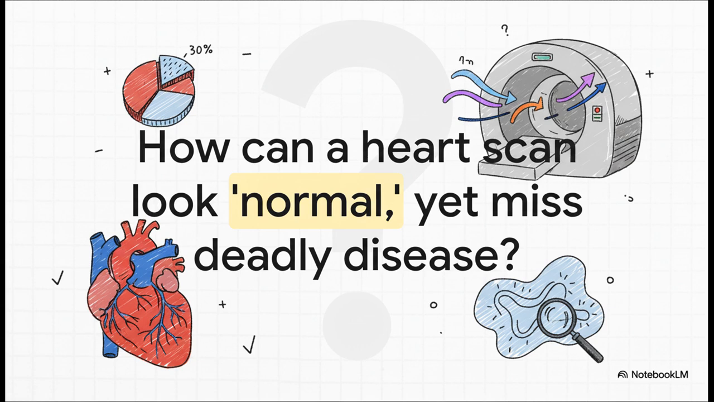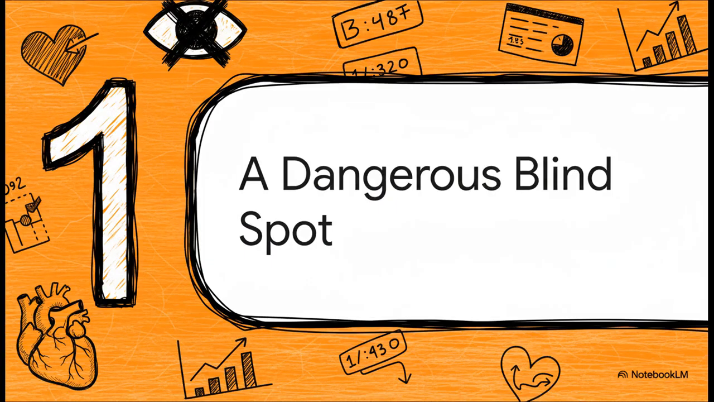Okay, so let's start with a puzzle that has honestly stumped doctors for years. How is it possible that a patient can have chest pain, go get a heart scan, and the result comes back looking normal, but they're still at a huge risk for a major cardiac event? And this isn't some rare one-off thing. It's a really dangerous blind spot in a lot of traditional heart imaging. And that blind spot is exactly where our story begins.